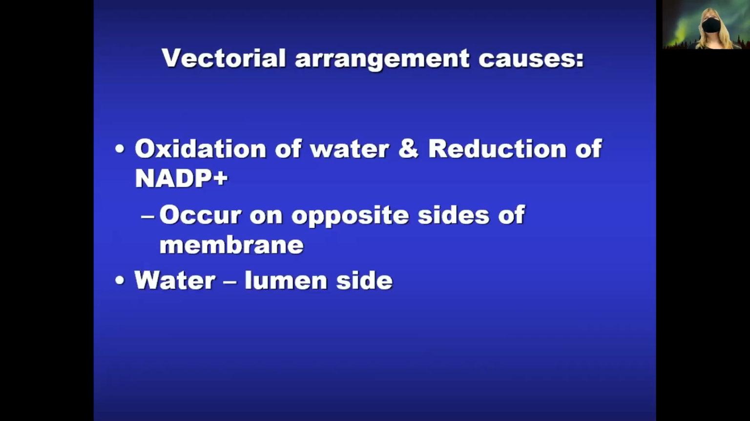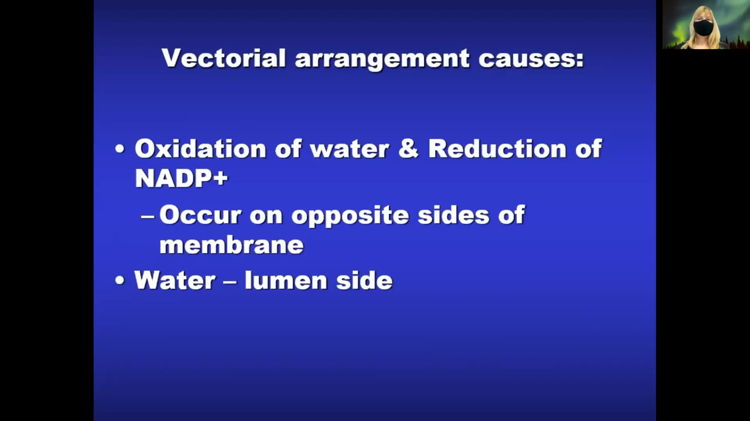So water is getting stripped of electrons, it's getting oxidized in the lumen of the thylakoid. So the inner part of the thylakoid membrane, water is getting stripped of electrons. Well, if you take water and strip electrons off of it, you're left with protons. So what this ultimately means is that in the lumen, we're seeing a buildup of protons. That's important.